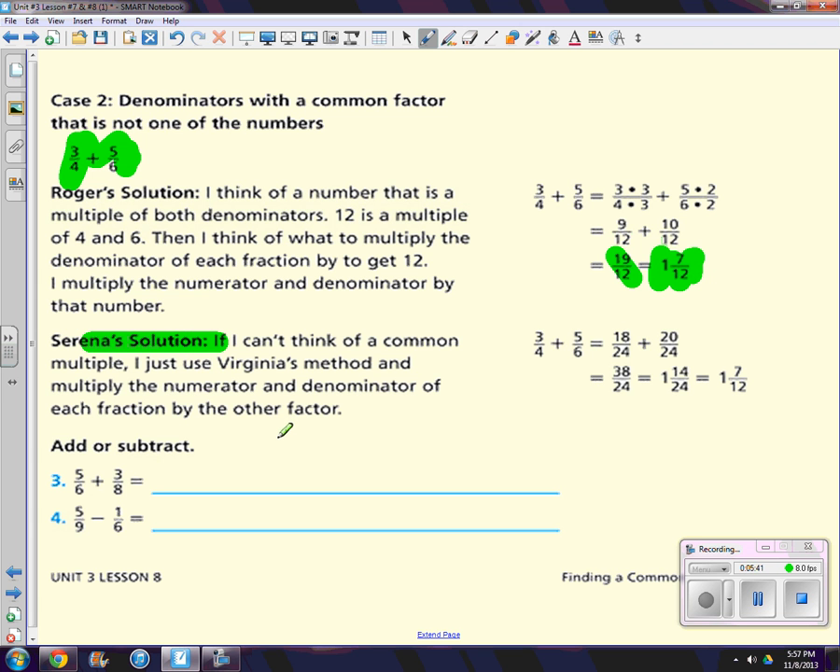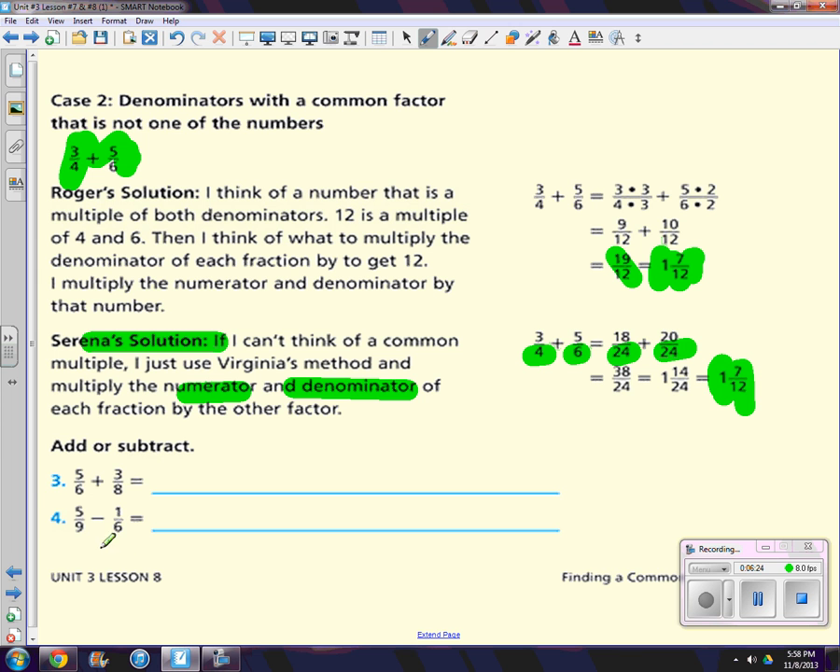Serena's solution: if I can't think of a common multiple, I just use Virginia's method and multiply the numerator and the denominator, and that's what I was getting at earlier today in class, of each fraction by the other fraction. So in this case, instead of 12, take 4 times 6, and then you get to 24. 3/4 is equivalent to 18 over 24. 5/6 is equivalent to 20 over 24. 18 plus 20 is 38 over 24. 24 goes into 38 one time with a remainder of 14 over your denominator of 24. But then you always simplify. 2 goes into 14 7 times. 2 goes into 24 12.